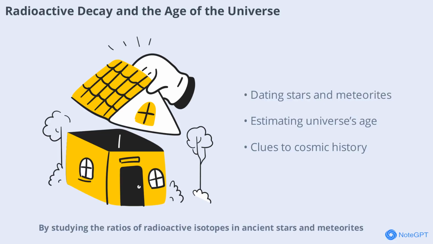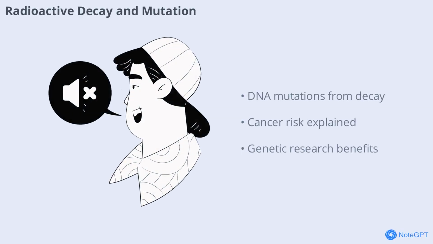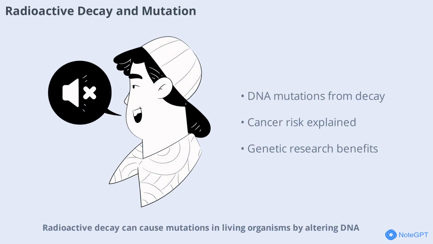Scientists use radioactive decay to estimate the age of the universe. By studying the ratios of radioactive isotopes in ancient stars and meteorites, astronomers can calculate how long these objects have existed. This information helps us understand the history and evolution of the cosmos, providing clues about the origins of stars, planets, and galaxies.